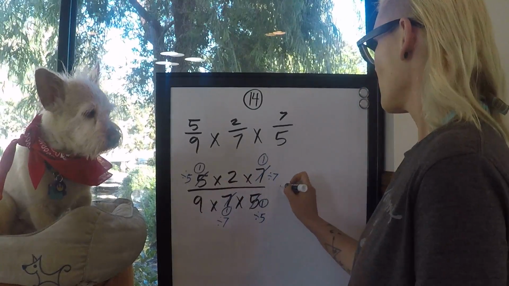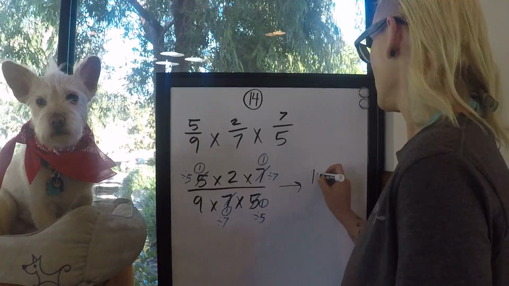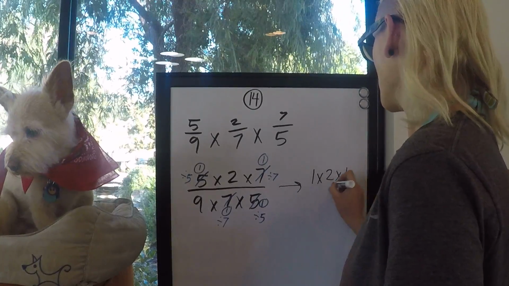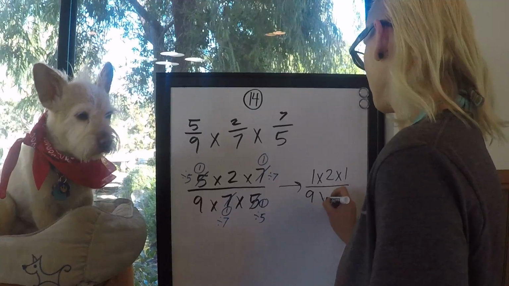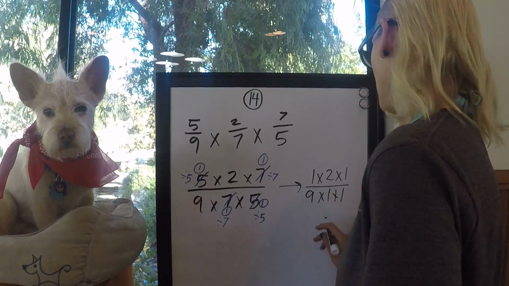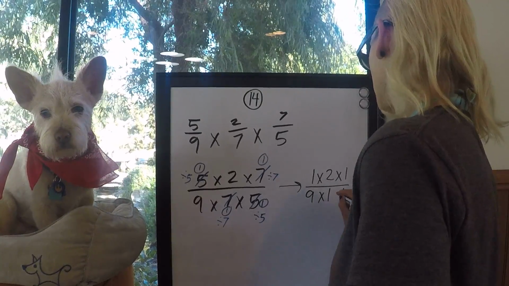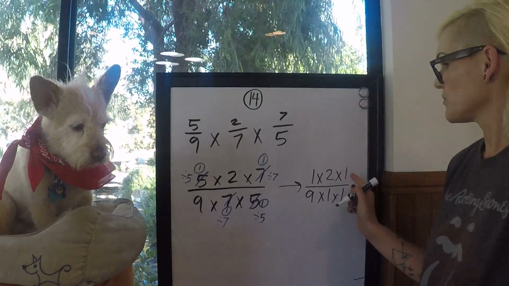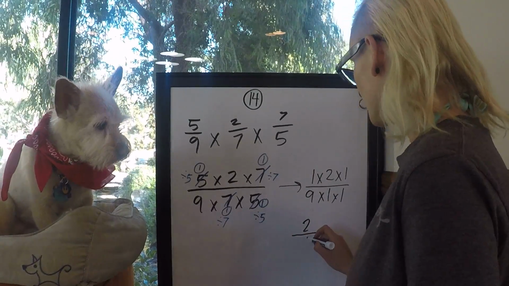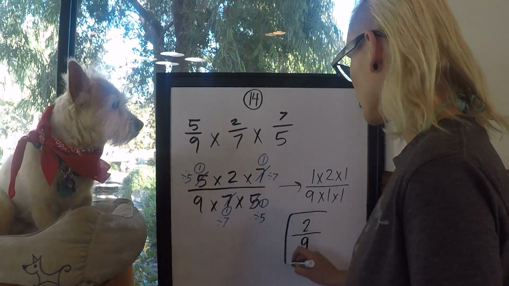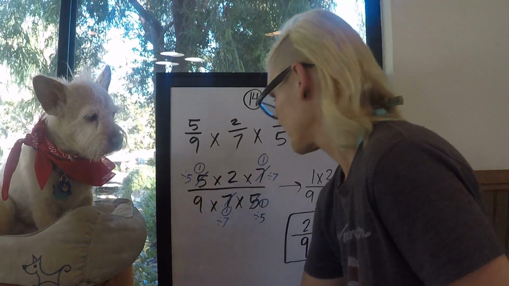So let's rewrite what we've got. 1 times 2 times 1. On the bottom, we've got 9 times 1 times 1. That was a horrible times. Let's redo that. Okay, so 1 times 2 times 1 is going to give us 2. 9 times 1 times 1 is 9. So our final answer is 2 ninths.